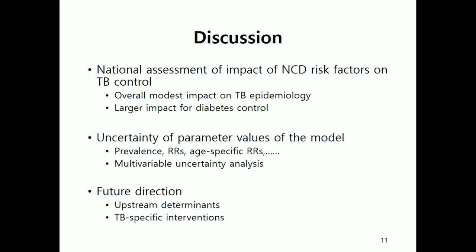So for countries with medium burden, like Taiwan, it will be harder to reduce TB burden than in the high TB burden countries. So a combination of all kinds of TB interventions will be needed to achieve the End TB target.